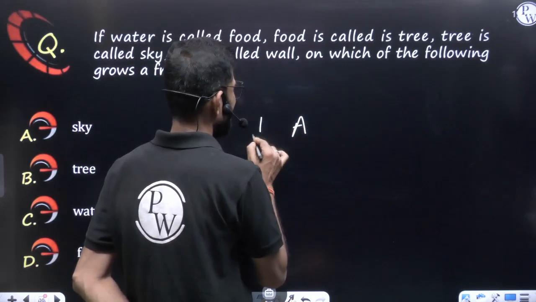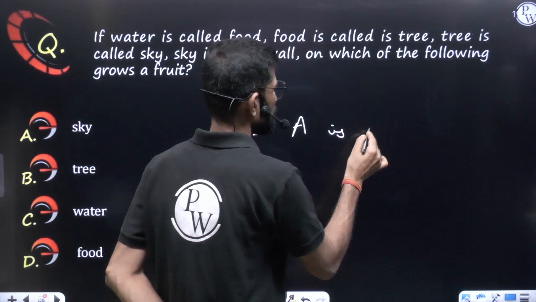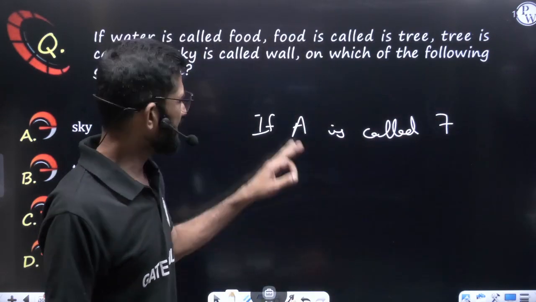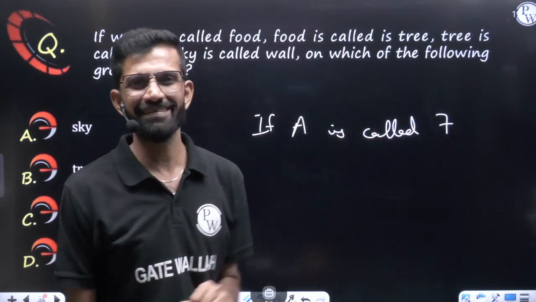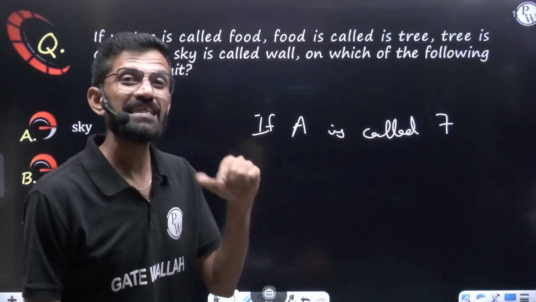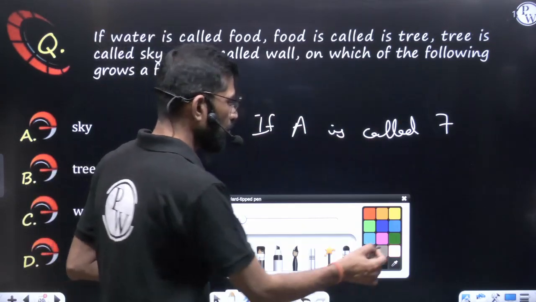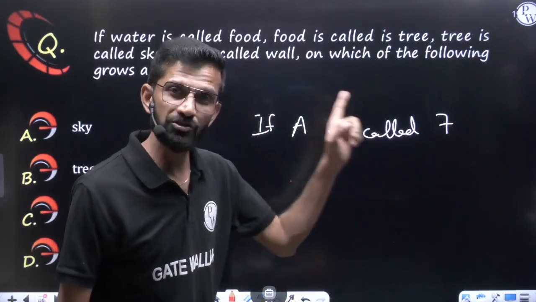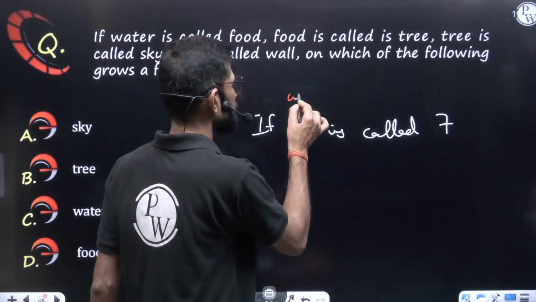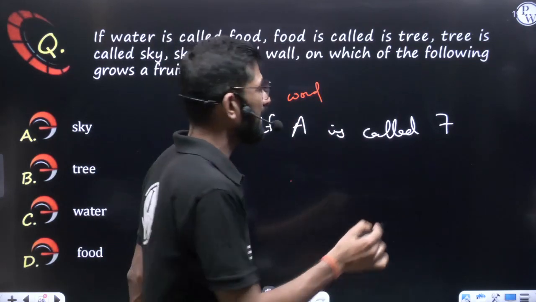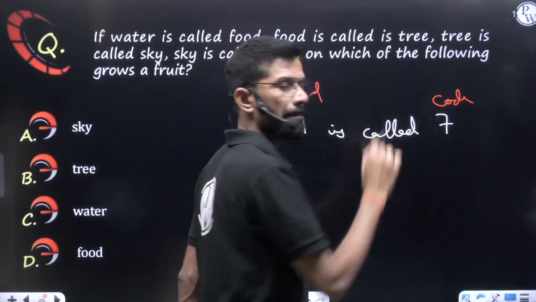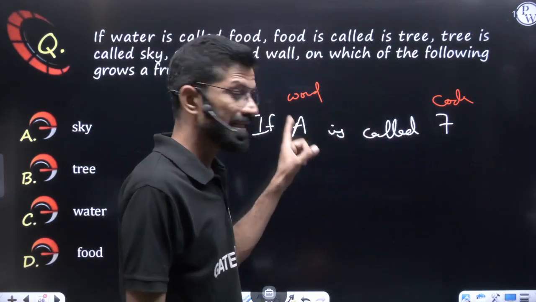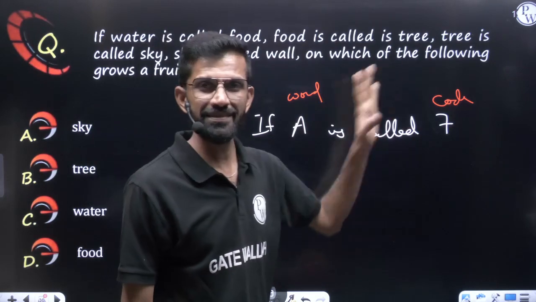If A is called 7, when I write a sentence like that, what is the code here and what is the original word? That should be very clear. If A is called 7, it means A is actually the original word and the code is 7. Are you getting me? When they say the sentence, A is called 7, A is the original word and the code is 7.